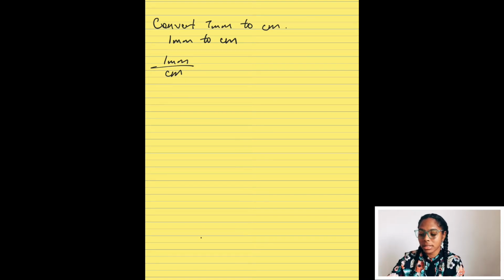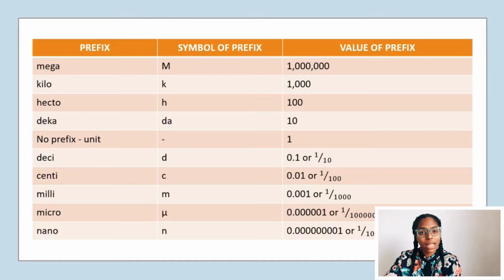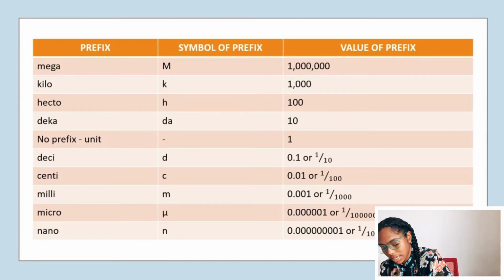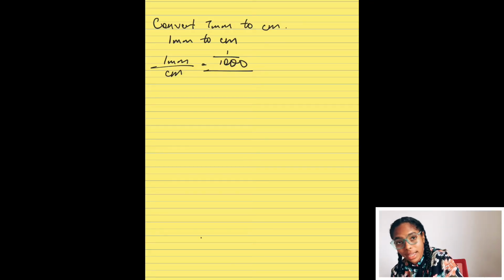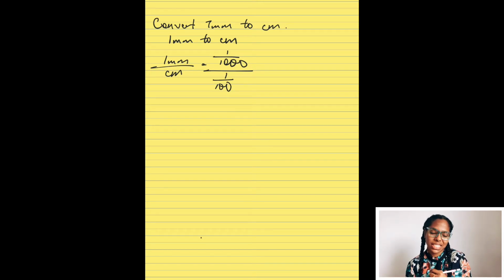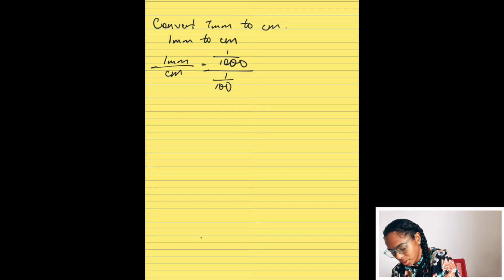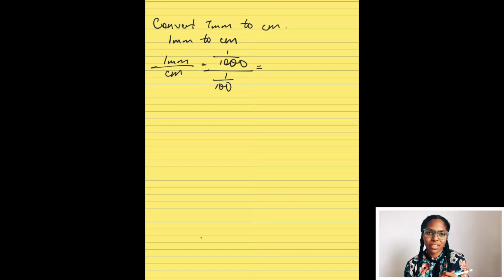If we look back at our table here, the value for millimeter is 1/1000. And if we look at the value for centimeter on the table, we'll find 1/100. Now I know we have our calculators in exams, but for the sake of being thorough with fractions, because they are fraction questions, I'll work through the fraction question manually. So if we're dividing fractions, then what do we do? You change the sign to multiplication and you flip the second fraction.